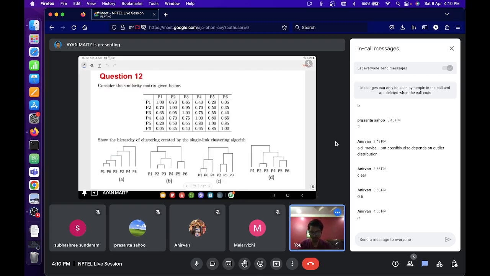Now question 12. This is the last question. You are given a similarity matrix, and based on that similarity matrix, if you apply single link hierarchical clustering algorithm, what would be the clustering structure? Four options are given: A, B, C, D. How would different clusters be merged? You have to find out the hierarchy based on this similarity matrix that is given to you for 6 points, and you have to use the single link clustering algorithm.